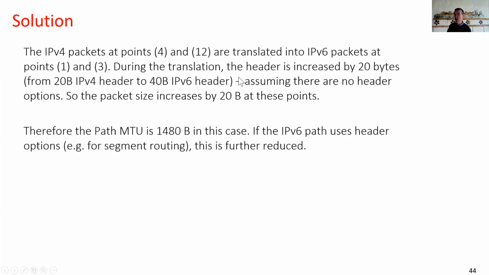During the translation, the header becomes larger. So if you had a packet of 1500 bytes already, then your IPv6 packet will become 1520 bytes. So that will not work, because we said the MTU is 1500. So you need to anticipate this, and you need to make sure that your IPv4 packet is at most 1480 bytes here, right? Which is the same value we had before with encapsulation, but in a different setting.